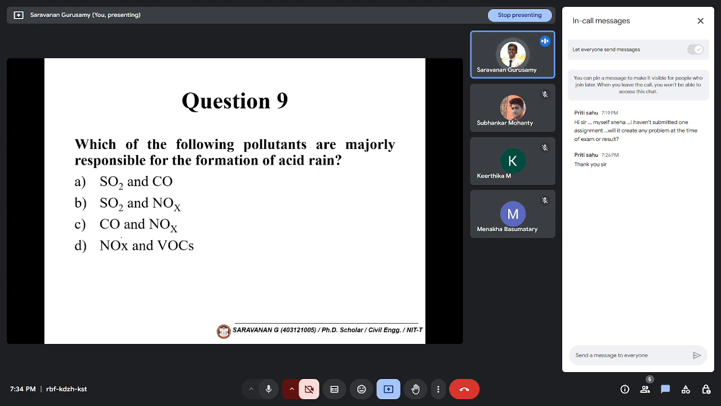Which of the following pollutants are majorly responsible for the formation of acid rain? So you all know acid rain is due to SO2 and NOx. NOx is from vehicular emission, SO2 is from power plants. So that's why we have a chimney height design for the power plant. We have also designed based on the Gaussian plume model, and there is a separate Q quantity, right? How much quantity of SO2 we are releasing, that will give you the height. That empirical equation we are also discussing in the second week.